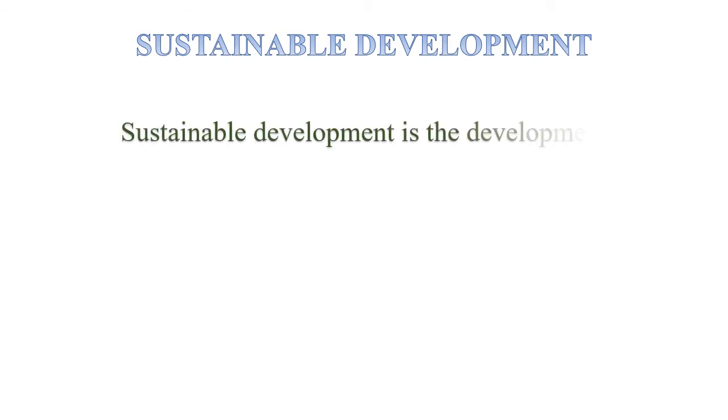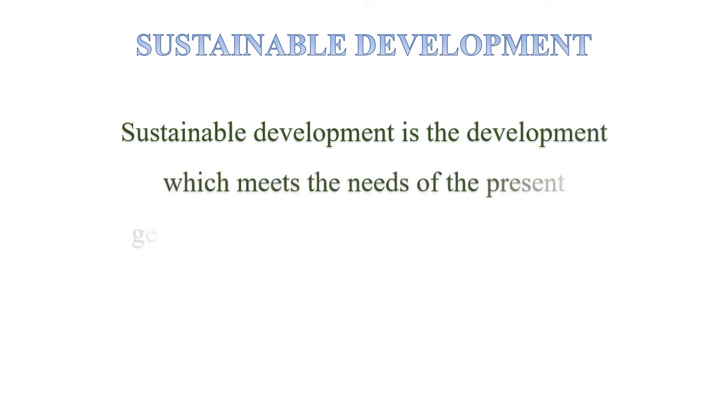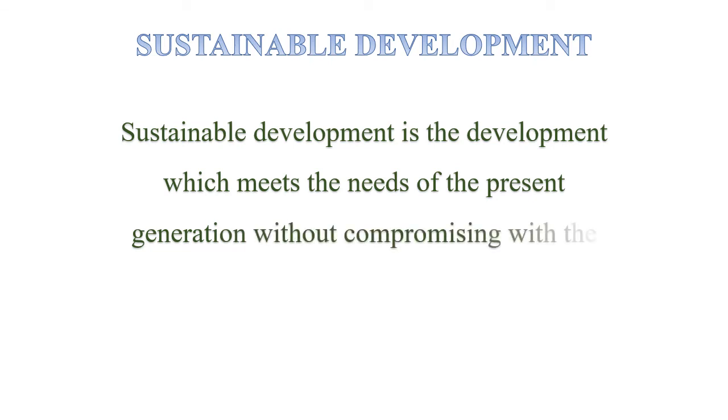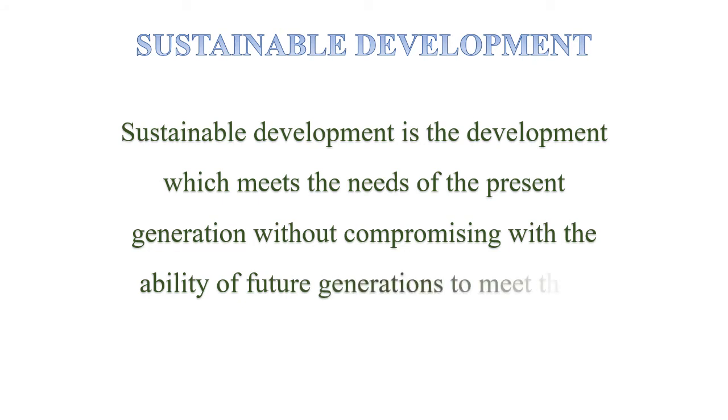Sustainable development. Now, this is a term which you should remember because it is going to be used in the future a lot. Let us see the definition of sustainable development given by UNESCO. Sustainable development is the development which meets the needs of the present generation without compromising the ability of future generations to meet their own needs.